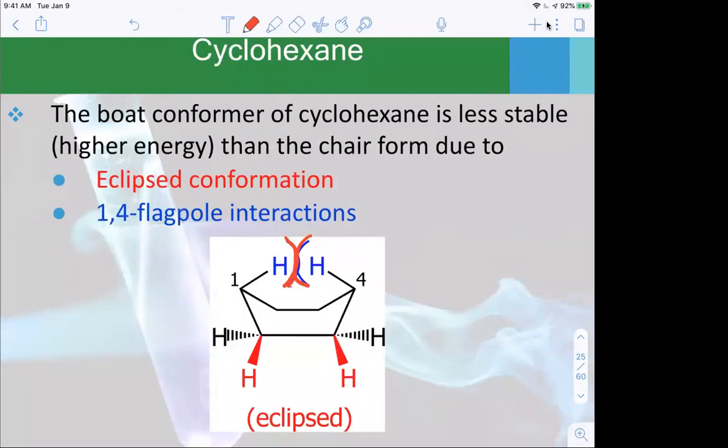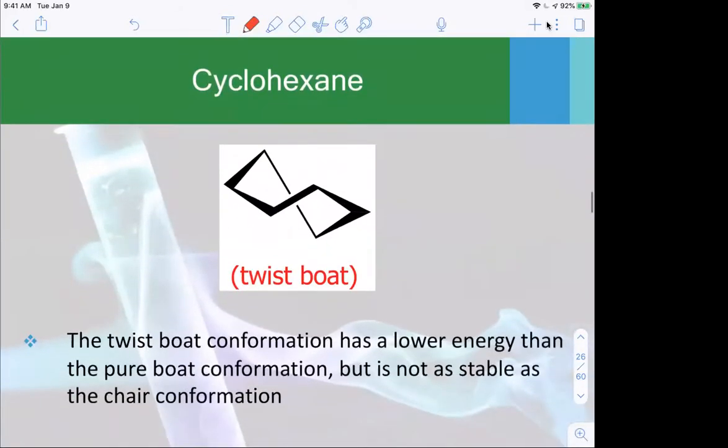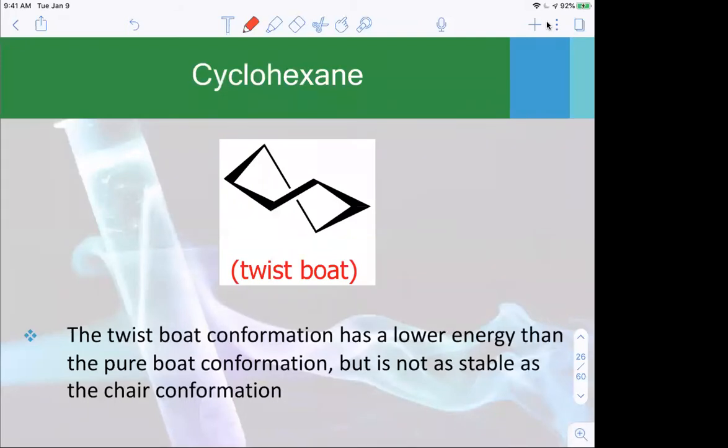This is carbon 1, 2, 3, 4, 5, 6. I have a 1,4 flagpole interaction. These two hydrogens get right up in each other's business when they're in the boat conformation. That is not going to be very stable. There is a lot of steric hindrance here. I can also draw a twist boat. This actually has a lower energy than the pure boat, but it's not as stable as the chair.